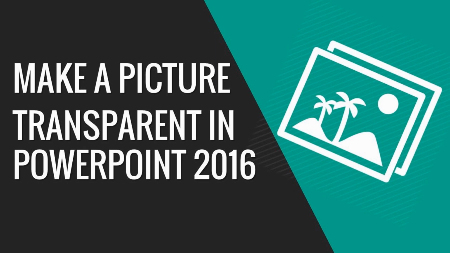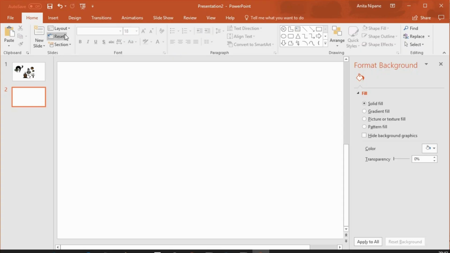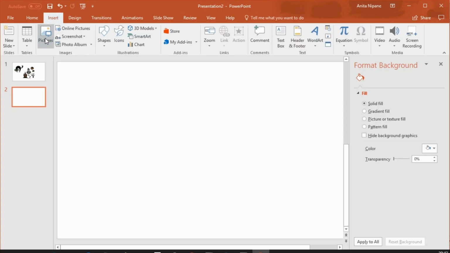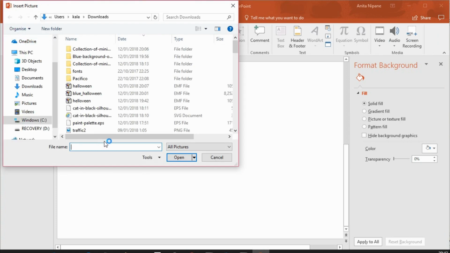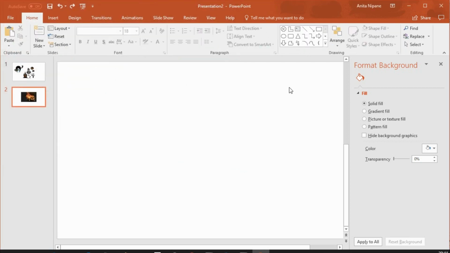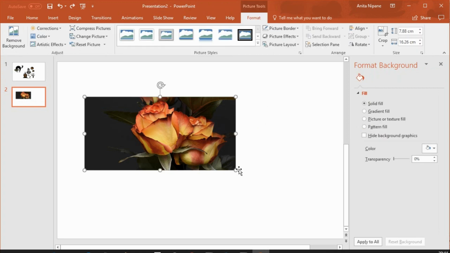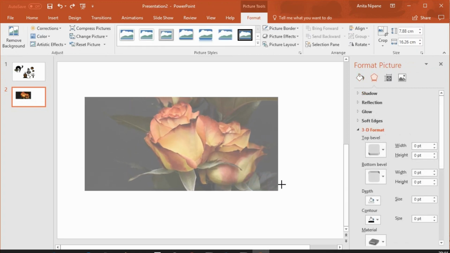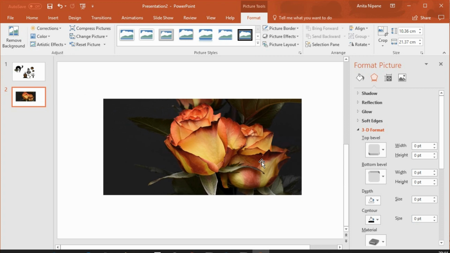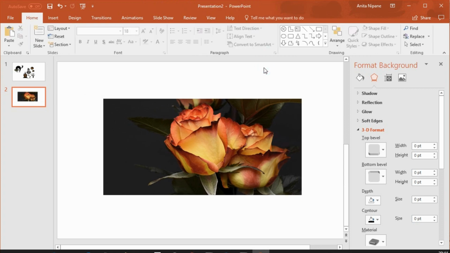In the next minute, I'll show you how to create transparent pictures in PowerPoint 2016. Let's imagine that you want to create a picture that is combined from two layers. I'll show you how you can do that. I'll use this picture as a background. Since it's not possible to make pictures transparent in PowerPoint, I need to use a small trick to do it.